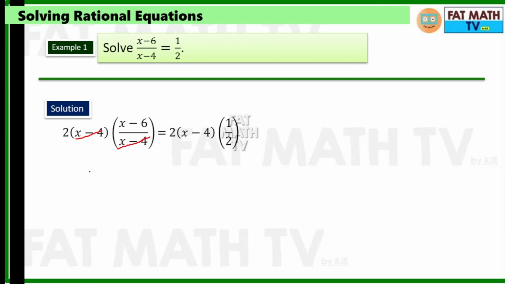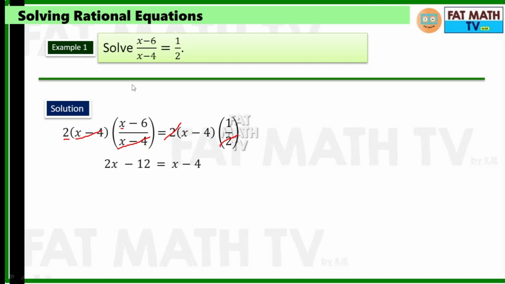So we got rid of the denominator on the left side of the equation. Also here, we can cancel the 2 and the 2. Then 2 times x is 2x, and 2 times negative 6 is negative 12. On the right side of the equation, we have x minus 4 times 1, so you have to distribute the 1. That is still x minus 4.